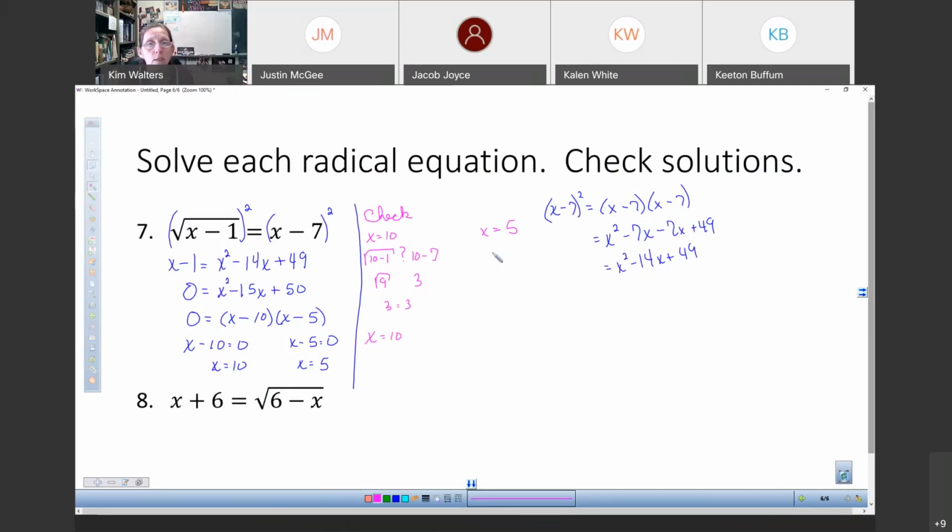So we're good there. So now I'm going to check 5. Sometimes both numbers work, sometimes neither number works, and sometimes only one works, okay? So just keep that in mind. Just because you find one doesn't mean you're done, okay? So when x is equal to 5, I have the square root of 5 minus 1. This gives me the square root of 4, right? And 5 minus 7 is negative 2. The last time I checked, the square root of 4 was 2, and 2 was not equal to negative 2. So this one is not a solution. So the only solution is x is equal to 10.